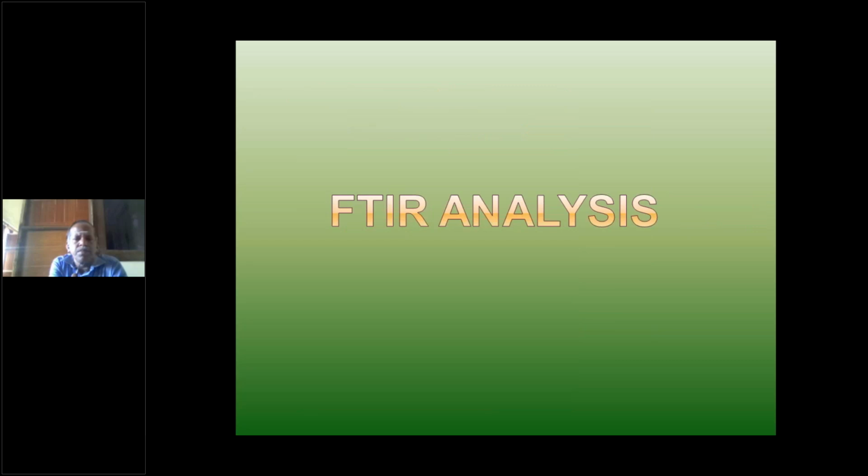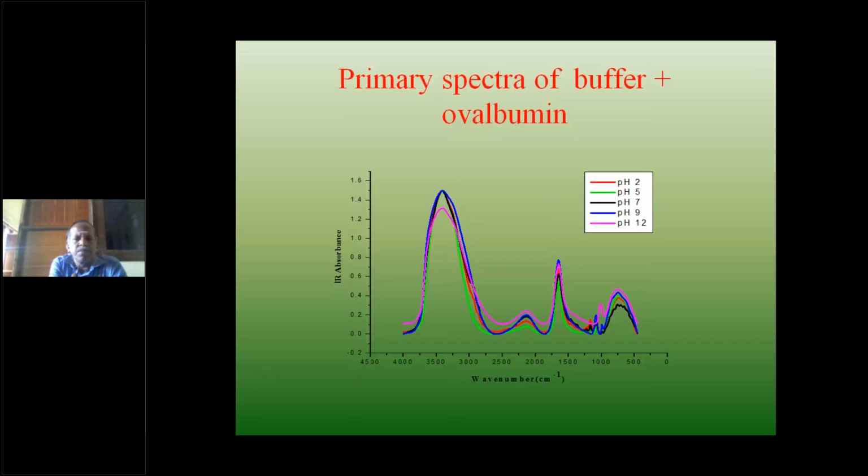Now coming to FTIR analysis. In FTIR analysis, we have taken only the second derivative analysis. The second derivative is done by the Origin program. First, the primary spectrum is recorded. From the primary spectrum, we have taken only the amide 1 region. Amide 1 is between 1600 to 1700 per centimeter. It is normally taken in the case of proteins. That region is more sensitive for proteins. So we have taken only the amide 1 region.